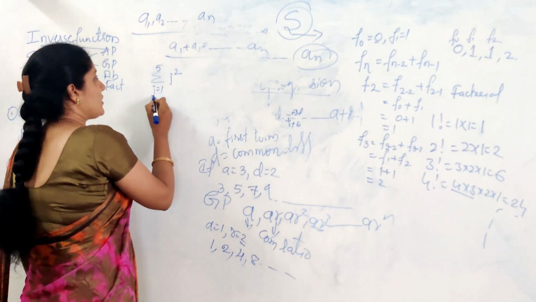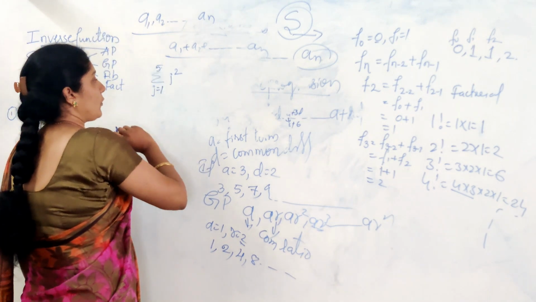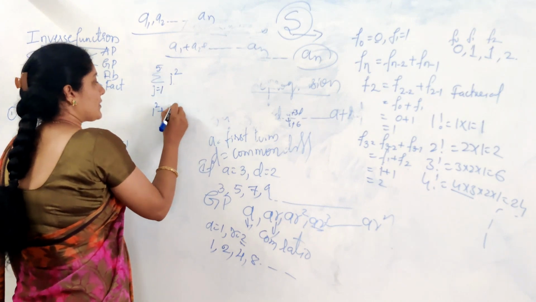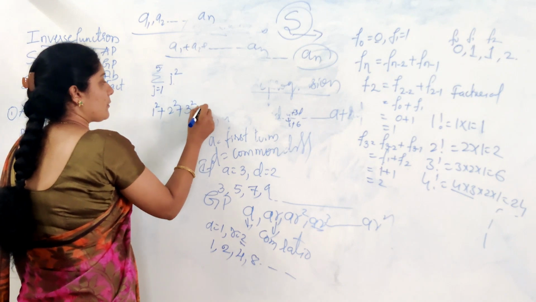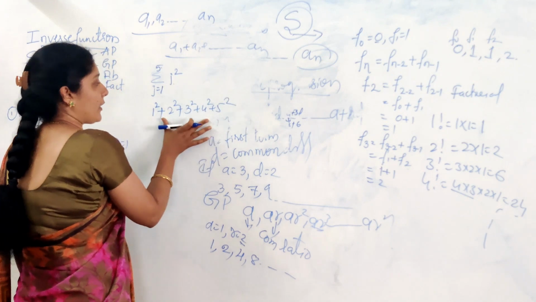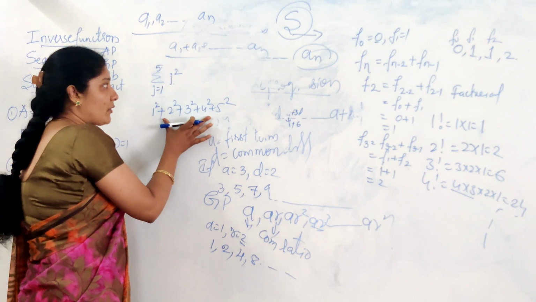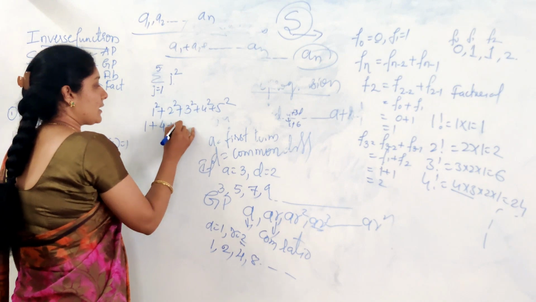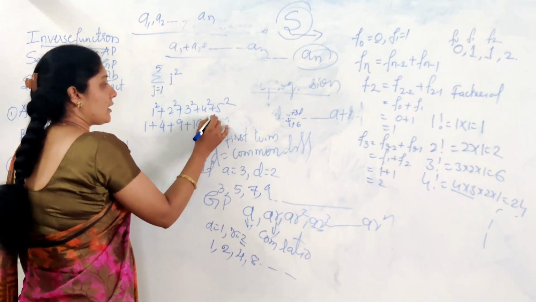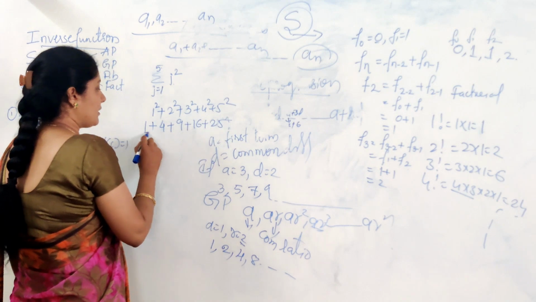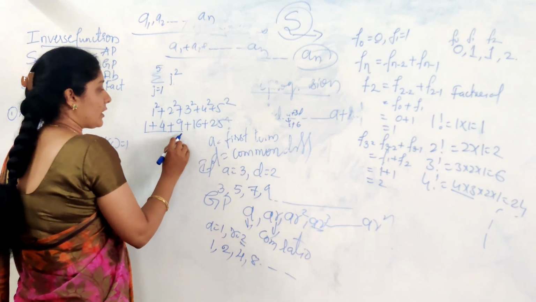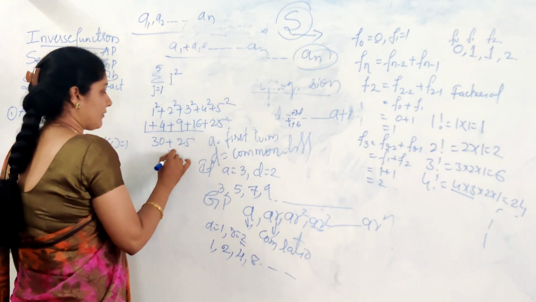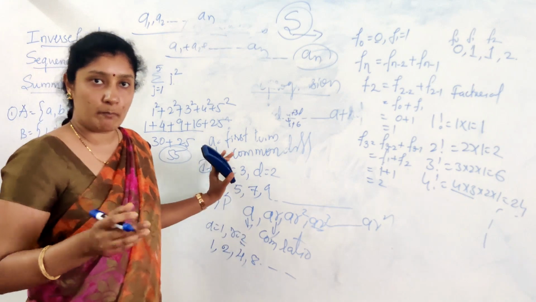So here J values we have to take from 1 to 5. So it becomes 1 square plus 2 square plus 3 square plus 4 square plus up to 5 square. So this is the sum of the terms. So here 1 square is 1, 2 square is 4, 3 square is 9, 4 square 16, 5 square 25. What is the sum here? 4 plus 1 is 5, 5 plus 9 is 14, 14 plus 16 is nothing but 30, 30 plus 25 is 55. So this is what the summation of the sequence.